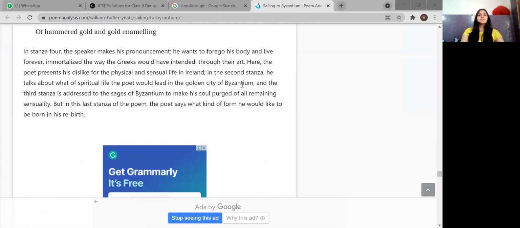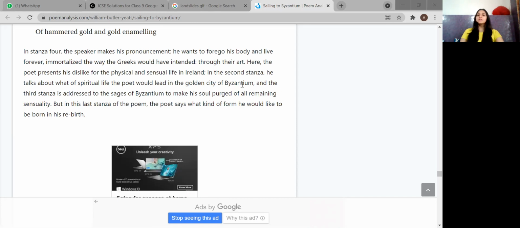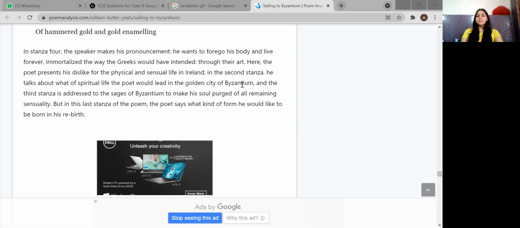Here, the poet presents his dislike for the physical and sensual life in Ireland. So he says that he does not like this physical and sensual life where there's no spirituality left inside a person, right? In the second stanza, he talks about what a spiritual life the poet would lead in the golden city of Byzantium. So here he's saying that he's leaving the life of Ireland, that is the physical and sensual life, and going to the holy and golden city of Byzantium to live a spiritual life ahead. And in the third stanza, he addresses the sages of Byzantium to make his soul pure. He's showing that in Byzantium there are very pure and good people, and these sages or saints should wash him and his impurities away and make him pure.